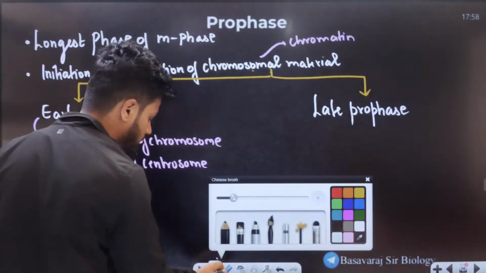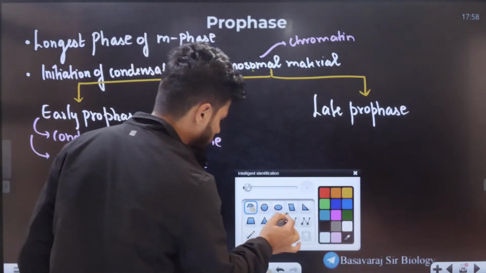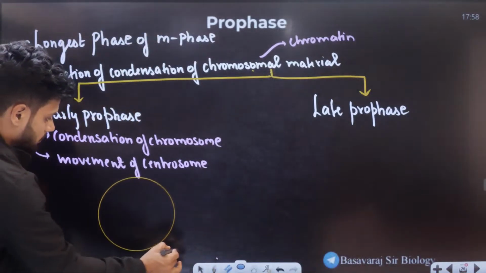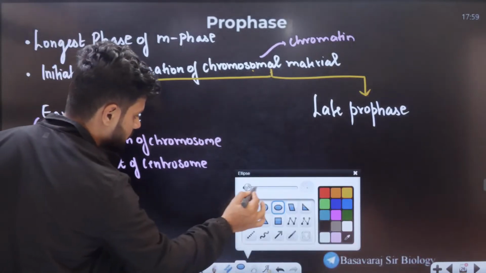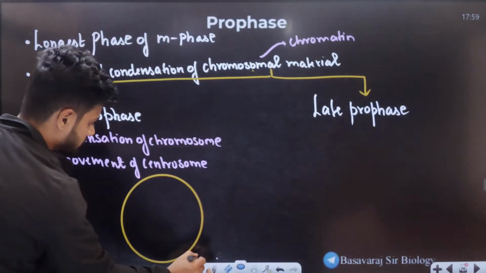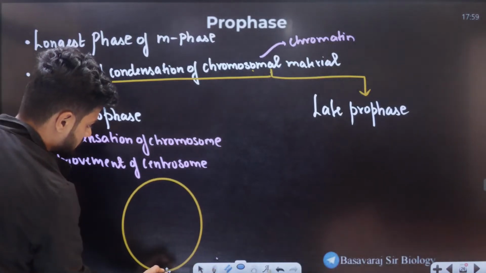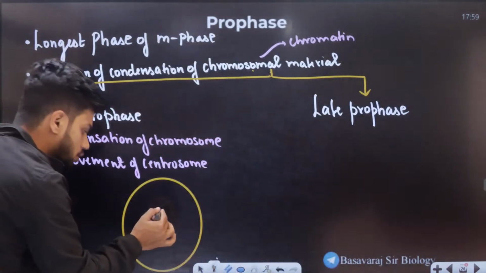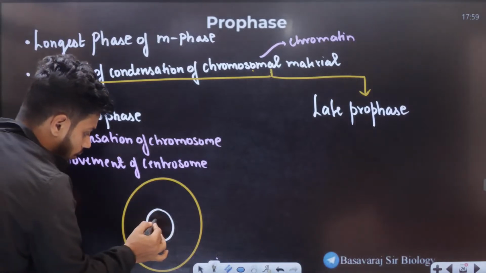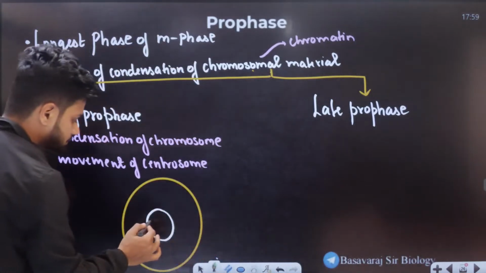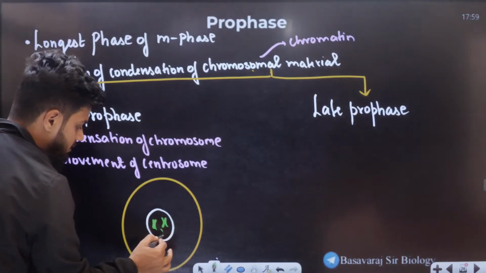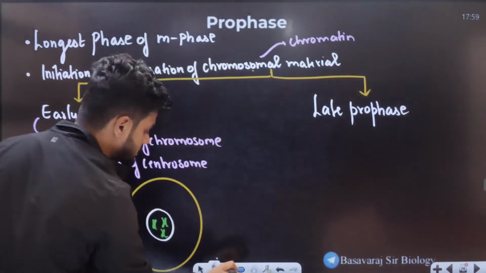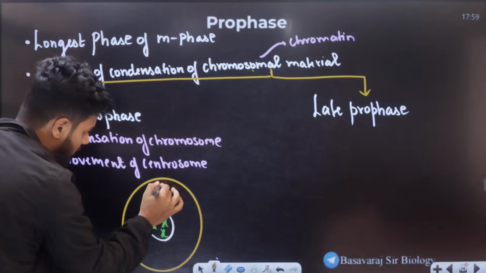For example, let me draw and show you. Let's just say this is our cell right here. In the middle we have the nucleus. In the nucleus, all the chromatins have started to condense. Now apart from this, towards the corners, we have the centrosome.